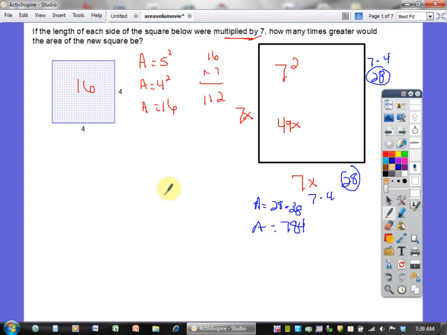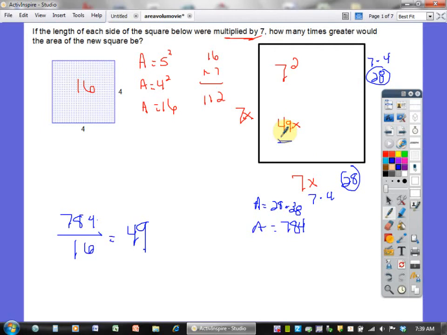Well, we can prove this to make sure that this is all correct by taking the area of the new square, which is 784, and dividing it by the area of the previous square, which is 16. And if we notice, when we divide 784 by 16, we get 49, which is what we have here as the factor for the area of the new square.